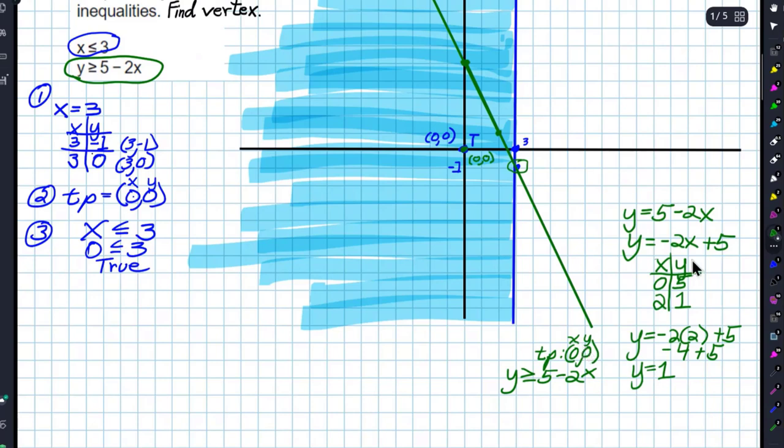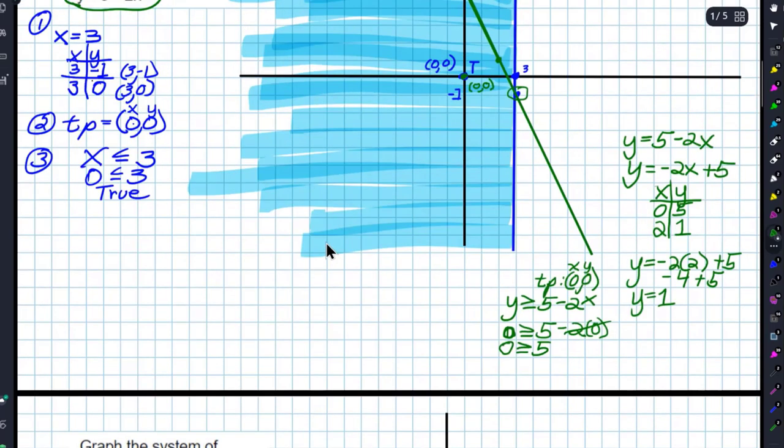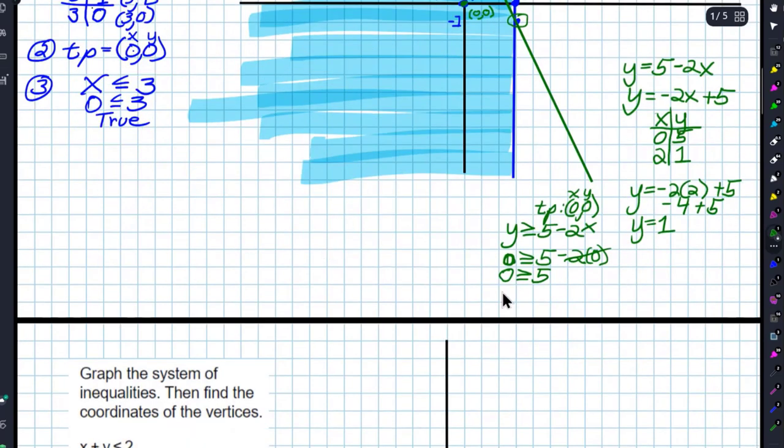So, let's scroll this up. Y is zero, greater than or equal to 5 minus 2 times 0. Negative 2 times 0 is 0. So I'm making this statement that 0 is greater than or equal to 5. Now let me make absolutely sure that's a positive 5. It is. You know that's not true. This is false. Our test point has failed us.